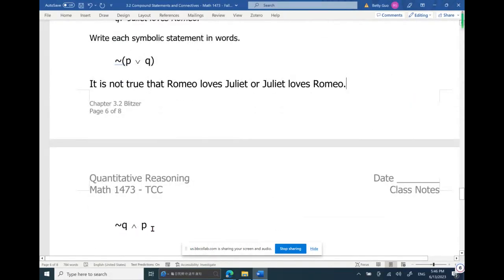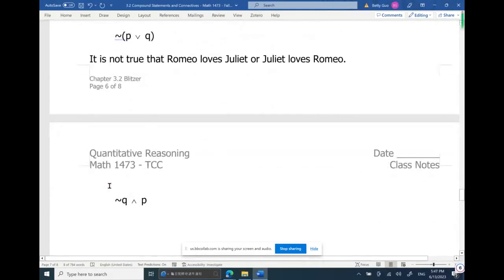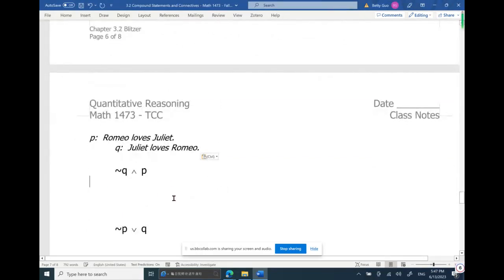Next, not Q and P. Not Q and P. And P is Romeo. Let me copy this part so I can read better. Not Q and P. So Julia does not love Romeo. This negation only negates Q. All right? Not Q together is a component of this conjunction.